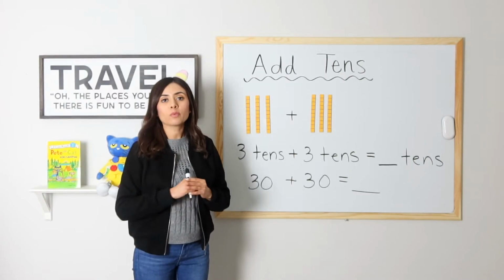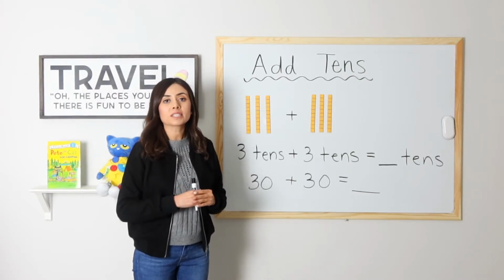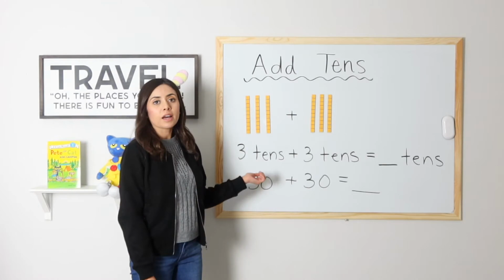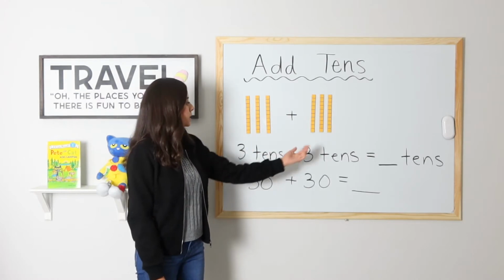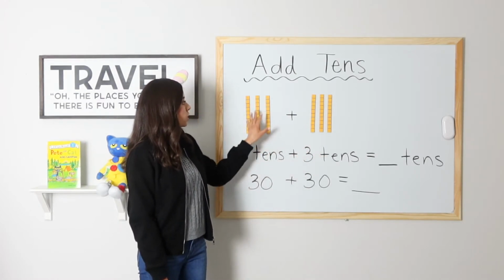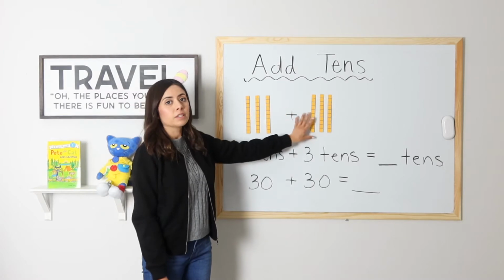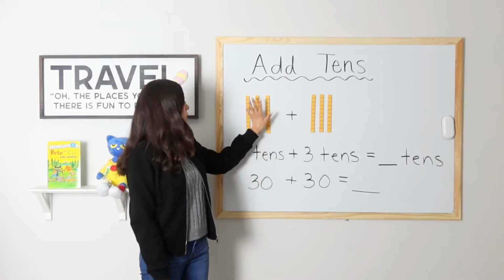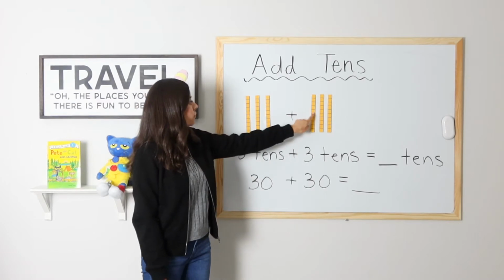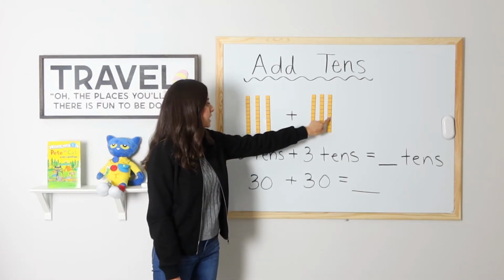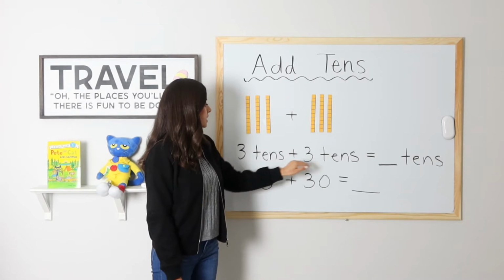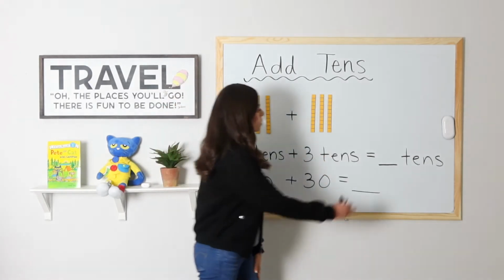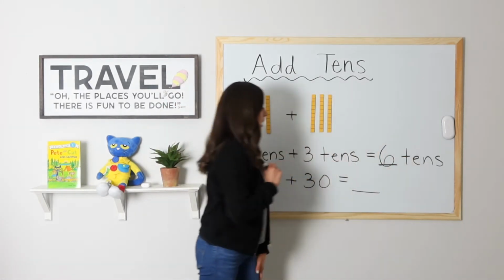Okay, so let's go ahead and work on our first example. We will practice adding tens. I have 3 tens plus 3 tens. Let's go ahead and count up so that I know how many tens I have total. Ready? 3, 4, 5, 6. 3 tens plus 3 tens equals 6 tens.